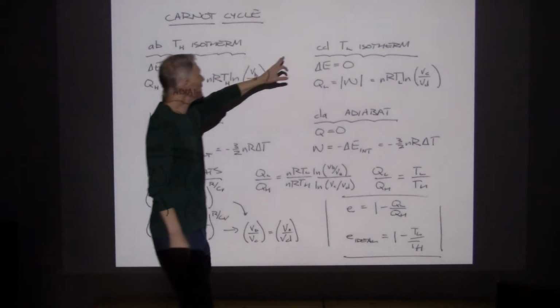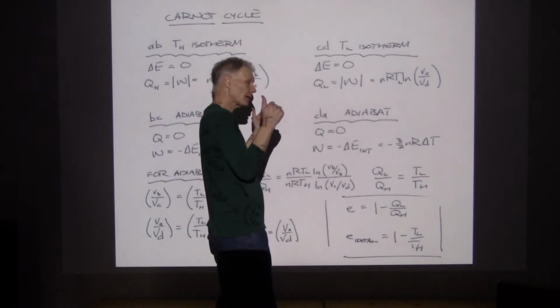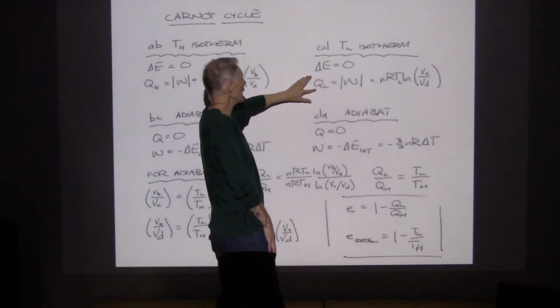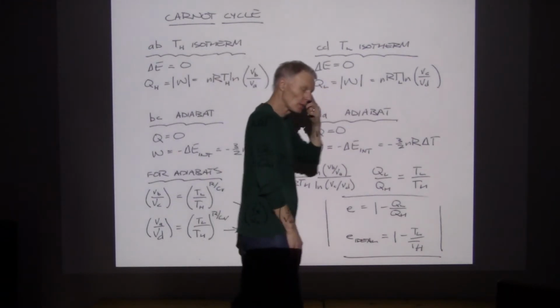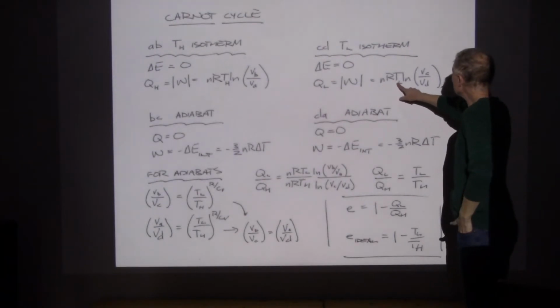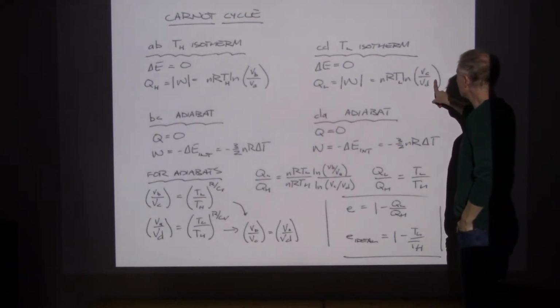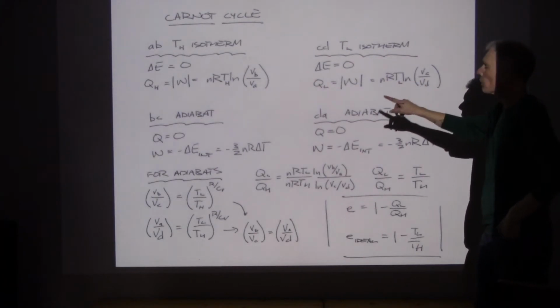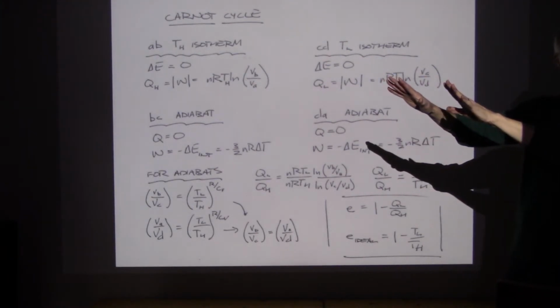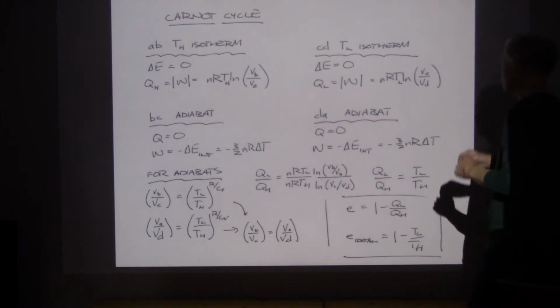Now let's look at the next isotherm. Now we're going to start compressing. We're back to delta E is 0. QL is equal to the work done during this process. This is going to be nRTL ln of VC over VD. This is how much work is required to push the piston back into place so that we can start the whole process over again.